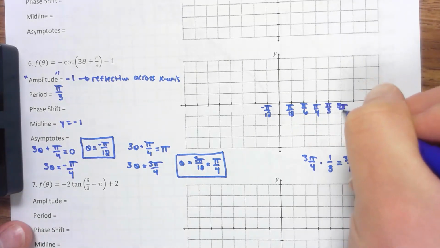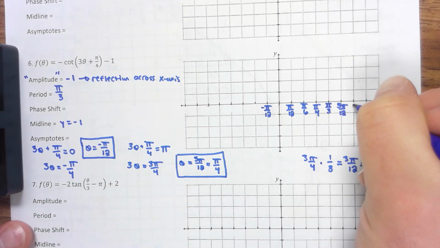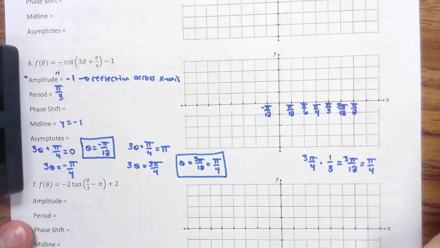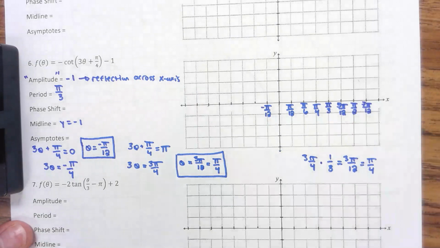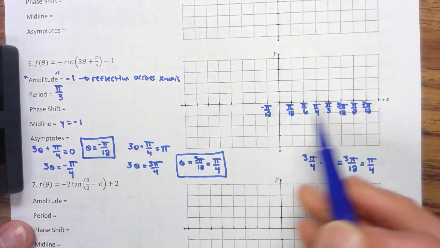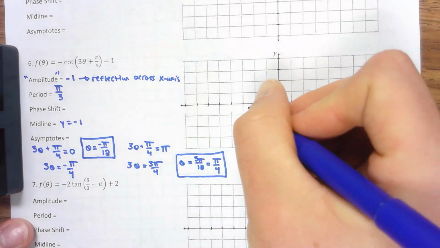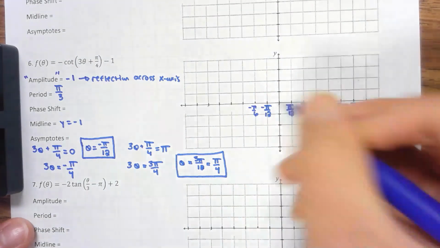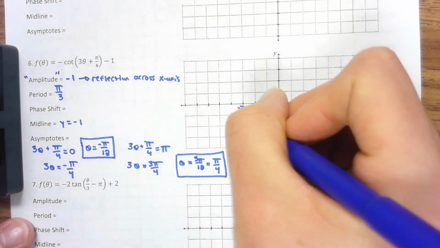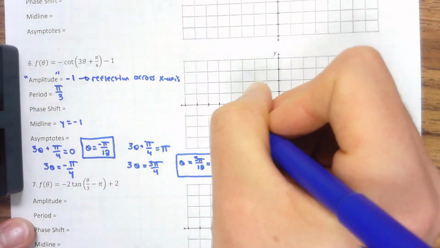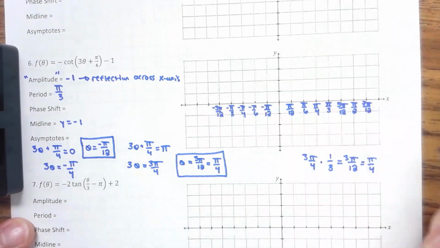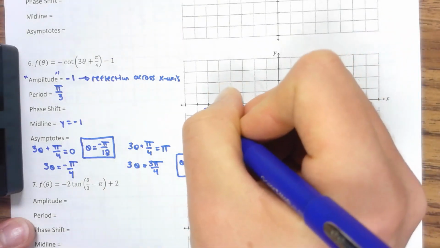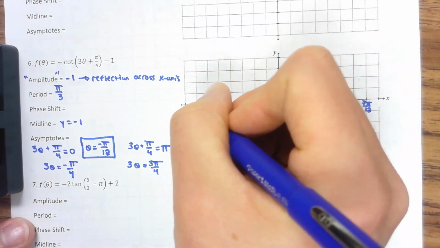And 5 pi over 12. 6 pi over 12, which reduces down to pi over 2. 7 pi over 12. And we'll stop there. Okay, and we'll do the same thing over with negative x. So negative pi over 6. Negative pi over 4. Negative pi over 3. Negative 5 pi over 12. Negative pi over 2. And negative 7 pi over 12.